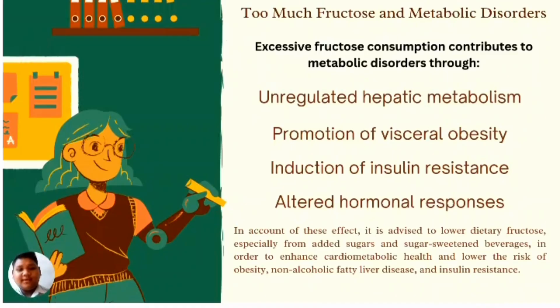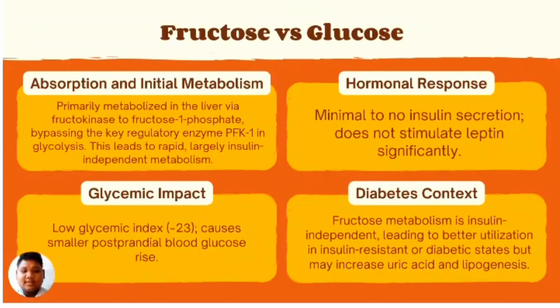Now, for the big question, fructose and glucose. What makes them different in a clinical context? In the clinical context, fructose and glucose metabolism differ significantly in their biochemical pathways, hormonal responses, and metabolic effects, which can influence cardiometabolic health outcomes. On your screen right now, here are some key aspects that differentiate fructose from glucose, starting with absorption and initial metabolism.